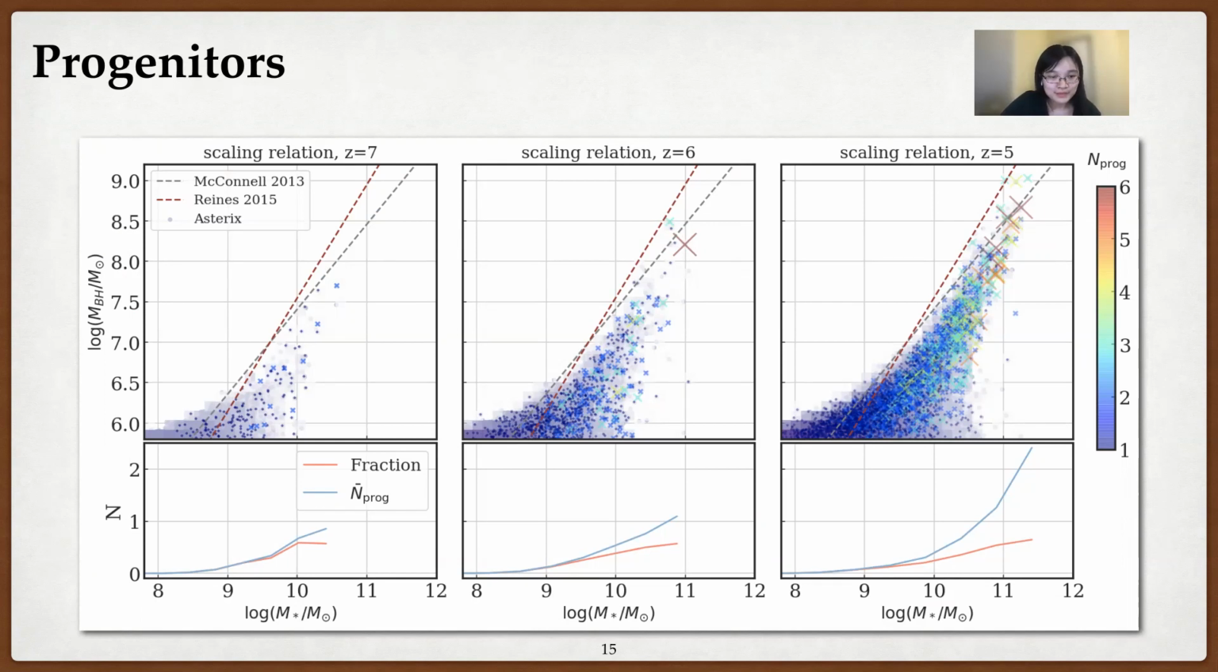But we need to stress that most of the merger events counted here have a low mass ratio, that is M2 over M1 is pretty small, and involve mergers with black holes close to the seed mass.